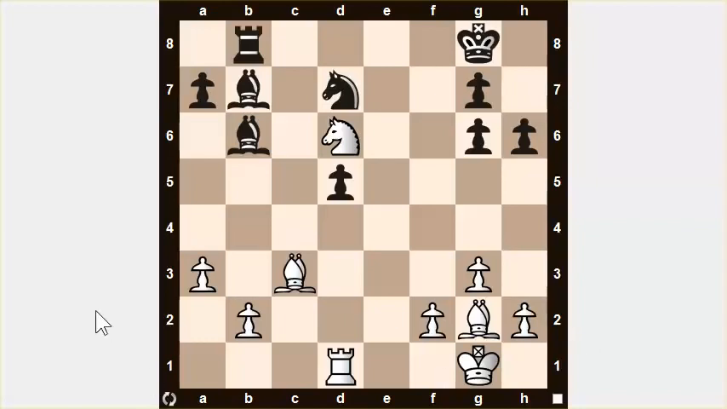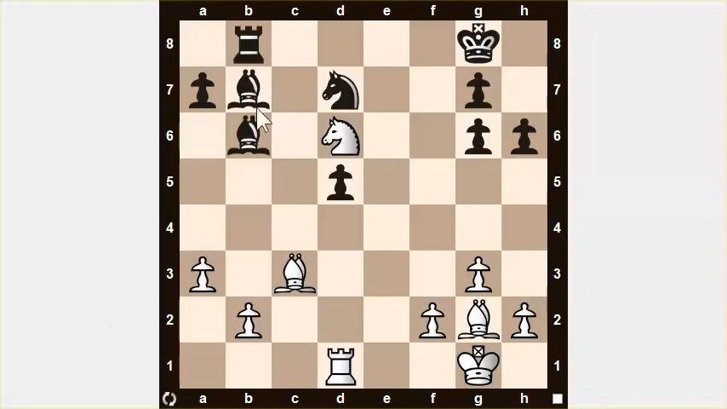Okay, so the first step is always to find your opponent's threats. Now, our opponent doesn't have any serious threats here. He can't check us anyway, he can't capture one of our pieces. There aren't any serious threats he can make against us. So that gives us liberty to go on to the next step, to identify targets in our opponent's position.